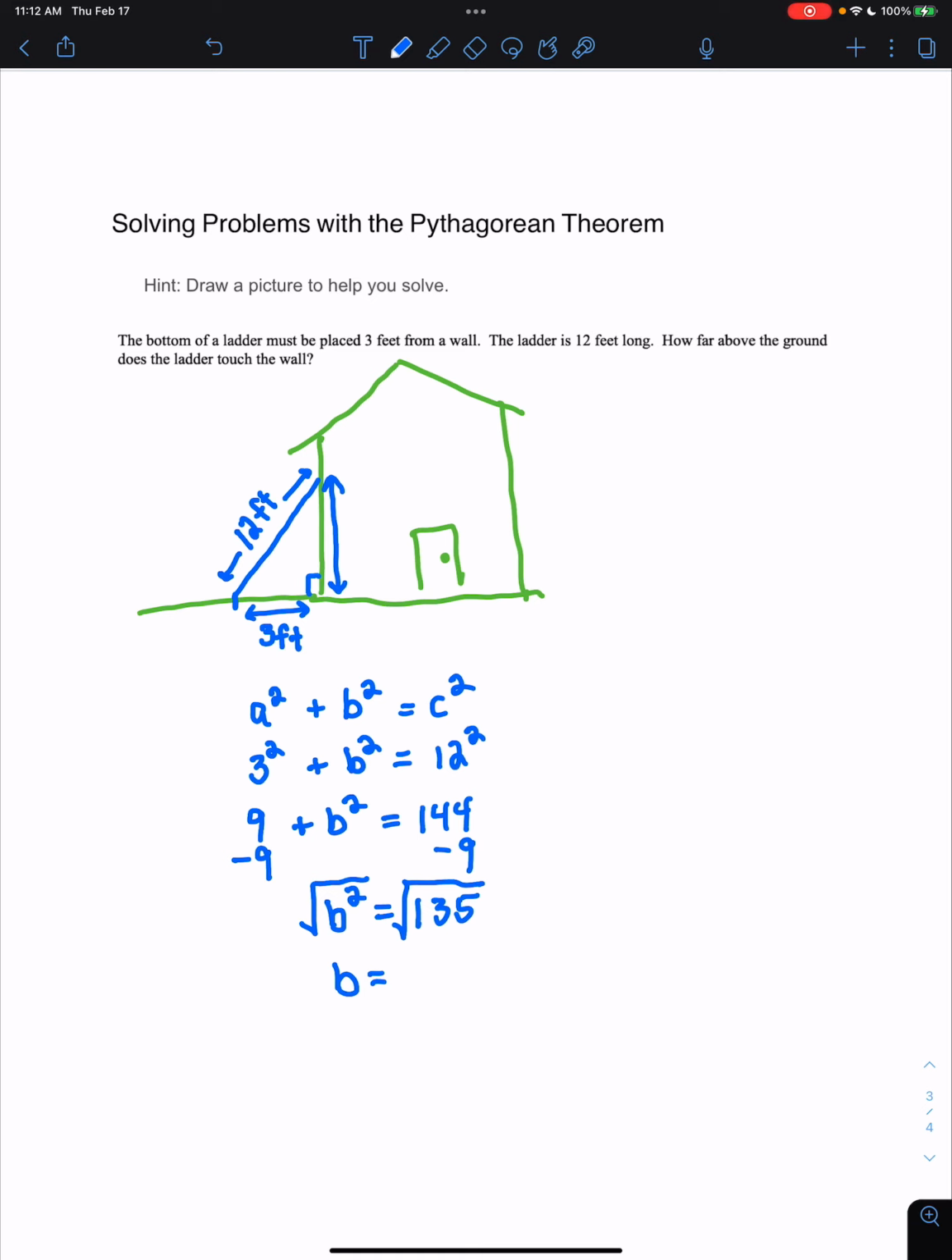The square root of 135 is about 11.6 feet. So the distance up the wall in my picture is about 11.6 feet tall. So I hope that helps you to see how, if you have two pieces of the Pythagorean theorem, you can solve for the third piece.